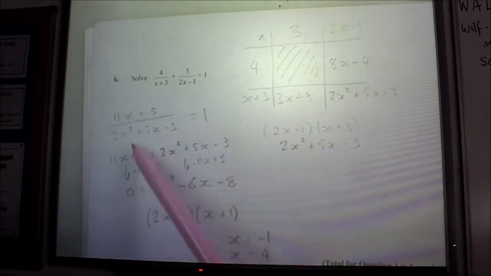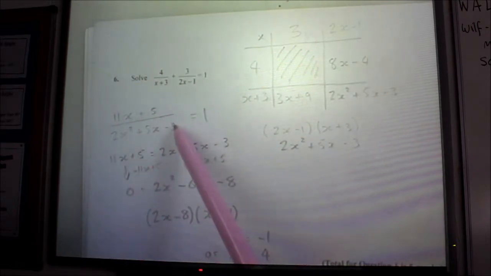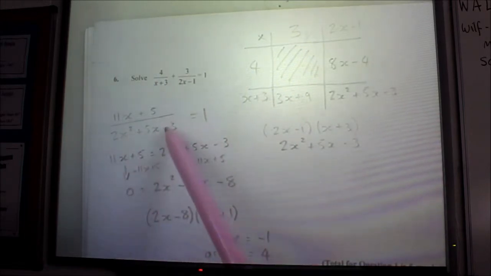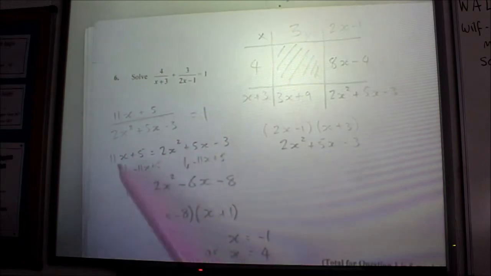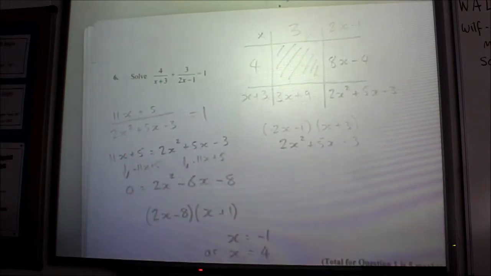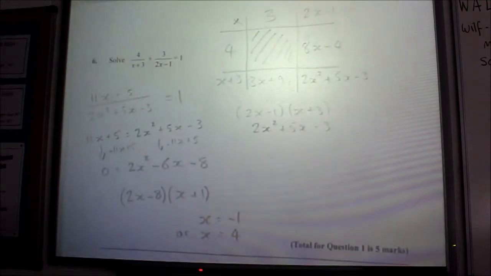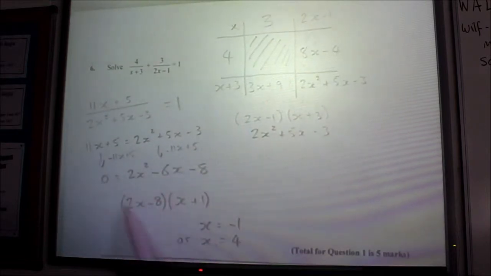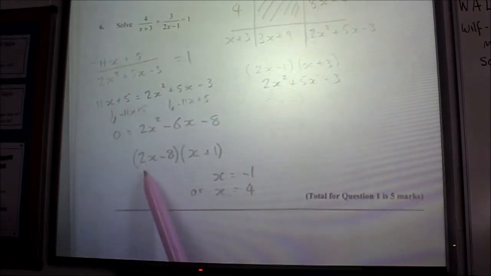I've multiplied both sides by 2x squared add 5x, take 3, because 1 times that is just that. So that's how you've got this line here. Taken off 11x, added the 5, so that's how I've got 0 on one side. Once you've got that equals 0, you can see if you can factorise it, which you can. So for this to equal 0, one of these sides has got to be 0, so x has got to be minus 1, or it's got to be 4, because minus 1 add 1 is 0, 2 4s, take 8 is also 0.